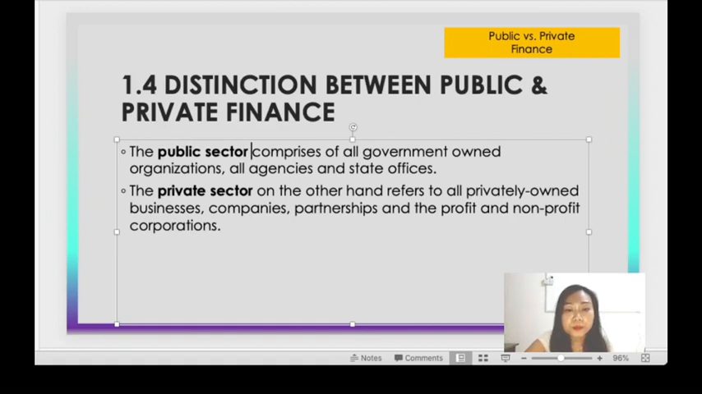Public sector comprises all government-owned organizations, all agencies and state offices. So in other words, public sector is government. And private sector, on the other hand, refers to all privately owned businesses, companies, partnerships, and the profit and non-profit corporations. So what are the distinctions, the differences between these two?